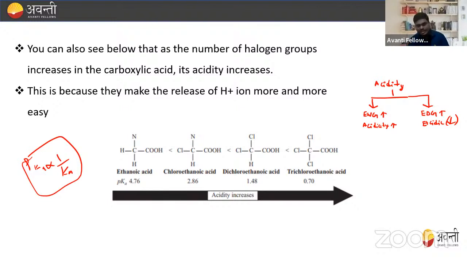So I hope this is clear to you, what is the reason behind this, and how you saw that carboxylic acids are more acidic in nature as compared to alcohols, phenols and so on, and how electron donating and withdrawing groups affect the acidic nature, right? So this is how they affect. As the number of electron withdrawing groups starts increasing, their behavior also changes, right? So this is how you can identify.